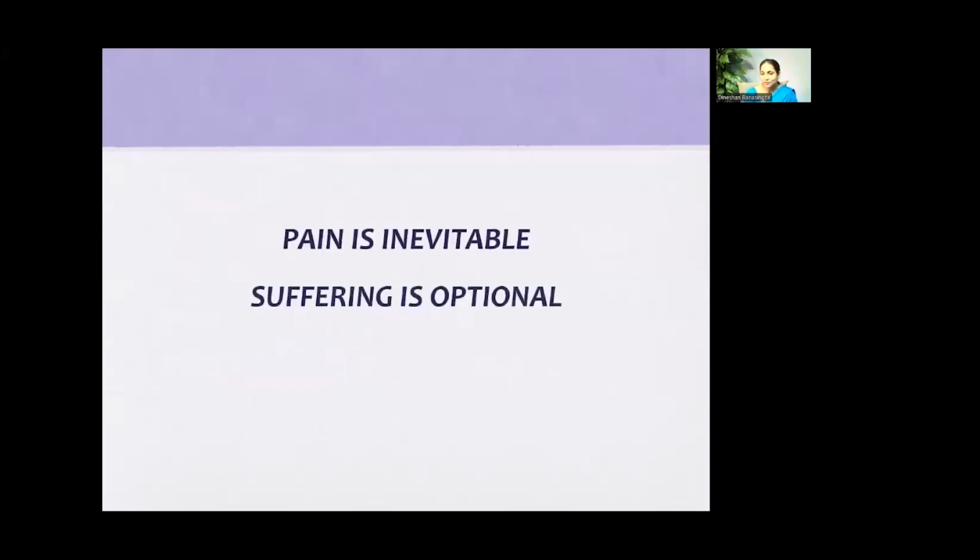So to that end, remember, pain is inevitable. All of us go through pain at some point, but suffering is optional. So I hope you have gained something in managing your patients with pain to relieve them of their suffering and to increase their quality of life.